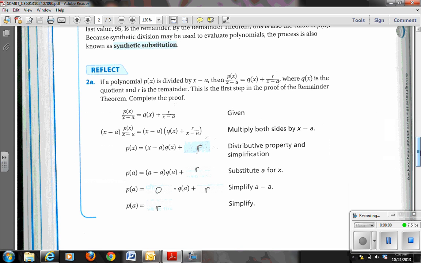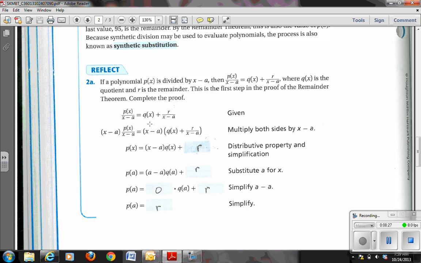So here they say we have p of x divided by x minus a, and it'll equal q of x with the remainder over x minus a. It's the first step in the proof of the remainder theorem. So complete the proof. It's pretty much what we're doing. So here we have this divided by this is equal to this plus the remainder over the divisor. That's what we ended up getting. We're trying to prove this.